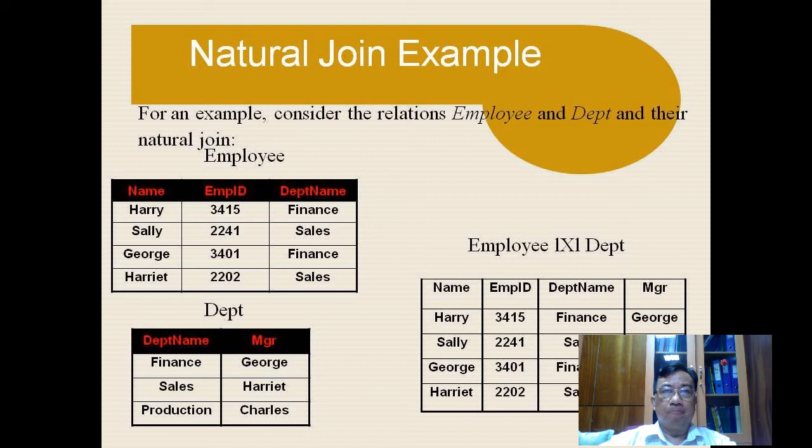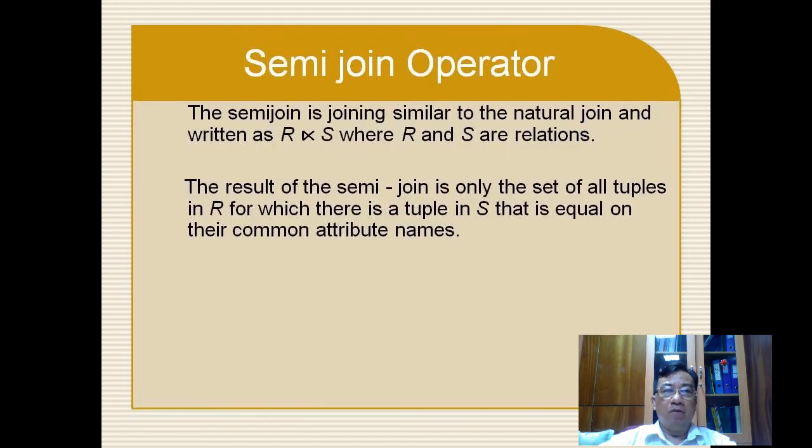and so forth. Now I go to semi-join operator. The semi-join is a join similar to the natural join and written as R semi-join S, where R and S are relations.